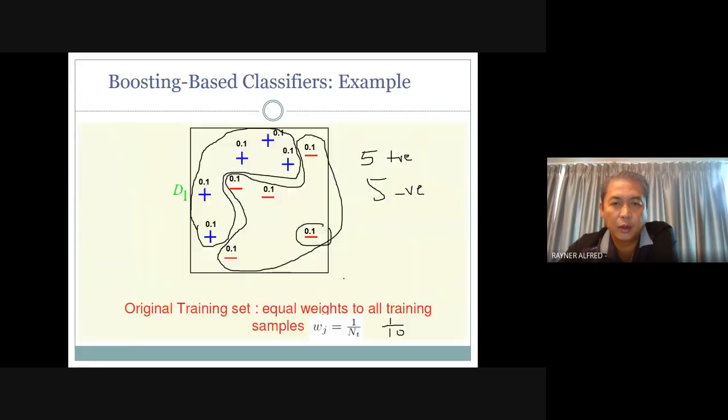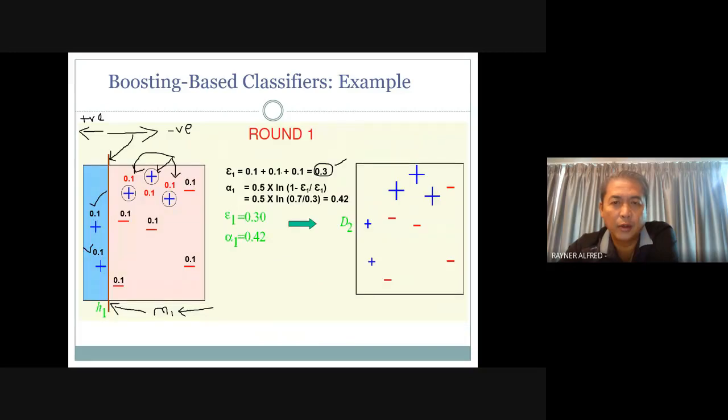Okay, so we know the error is 0.3. So 1 minus the error divided by the error itself. We use natural log and then times 0.5. So we get this. This is basically the weightage of the classifier. Okay, so for you to compute the weightage of the classifier, we need to know the weightage of all the misclassified documents that we have.